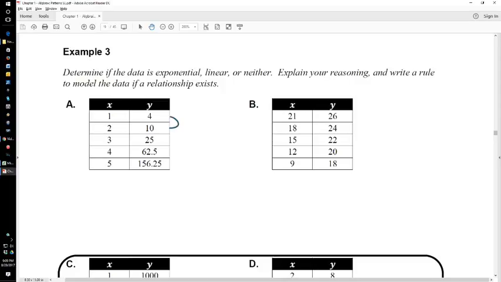But if you do 10 divided by 4, you'll find this is 2.5. 25 divided by 10, this is also 2.5. 62.5 divided by 25, that's also 2.5. And that divided by that is 2.5. So we have a common ratio. Okay, therefore this is exponential.